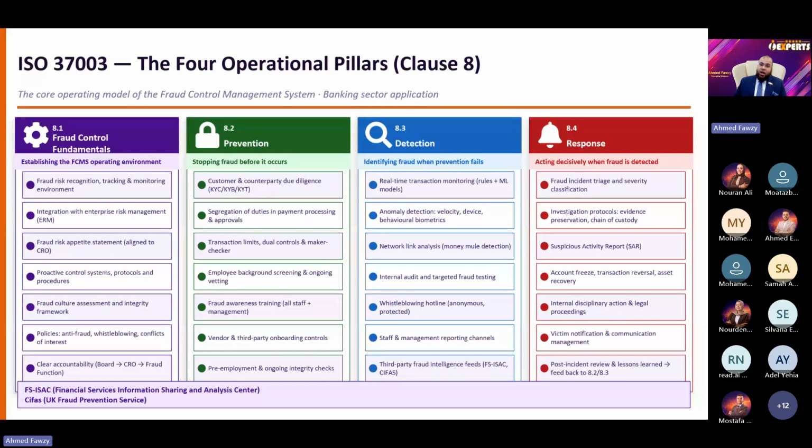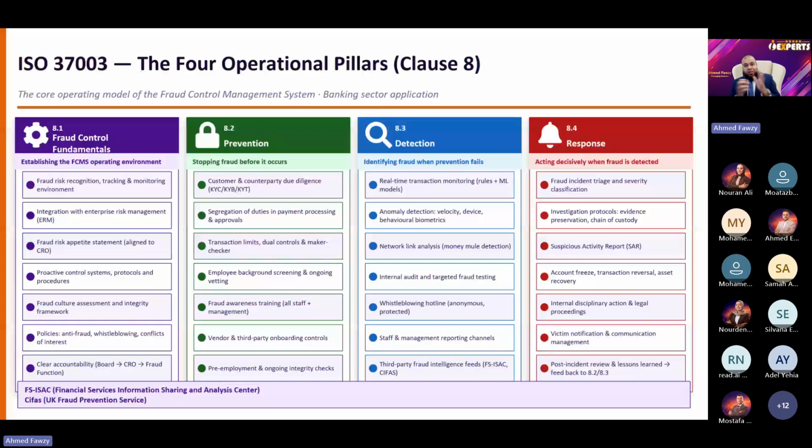A lot of other controls, like account freeze, transaction reversal, and asset recovery, must be there, in addition to having, with your HR, clearly established, communicated, and documented disciplinary actions and legal procedures. Even if the CEO was involved in this fraud, it will be reported. SOC 1 audit report, SOX compliance, which was established 24 years ago in 2002 by Mr. Sarbanes and Mr. Oxley. Victim notification, and communication management.